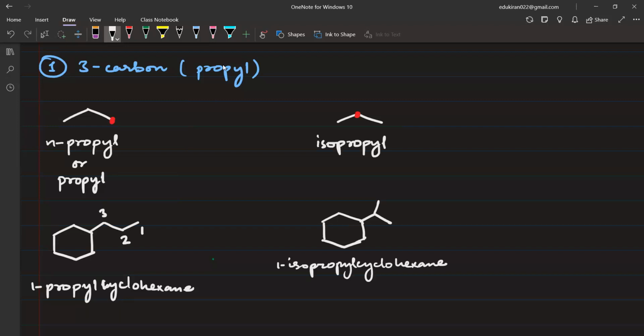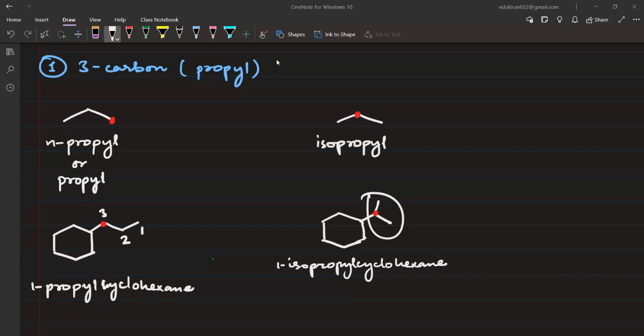All of you understood this? Yes or no? Please tell me. Understood, na? I hope this is not very tough. You can see isopropyl, right? What is the substituent? Here you have substituent like this: 3 carbon atoms attached with this middle carbon.